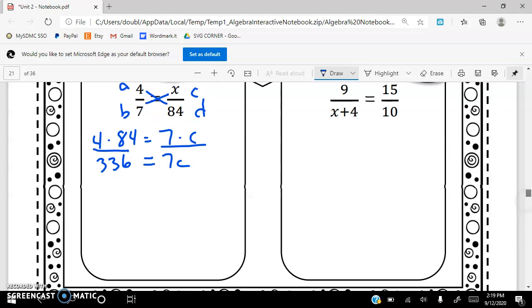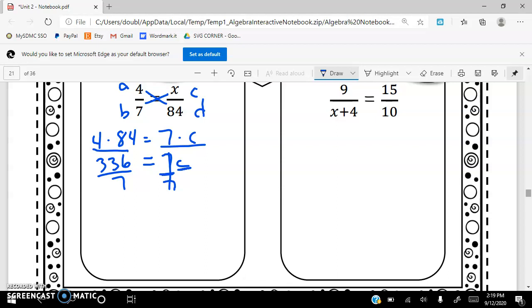And we should be getting used to seeing this now. So we need to get C by itself. 7 and C is multiplying, so the inverse or the opposite of multiplying is dividing. So we divide both sides by 7. That's the division property of equality, meaning we do it on both sides. So 7 divided by 7 cancels out.